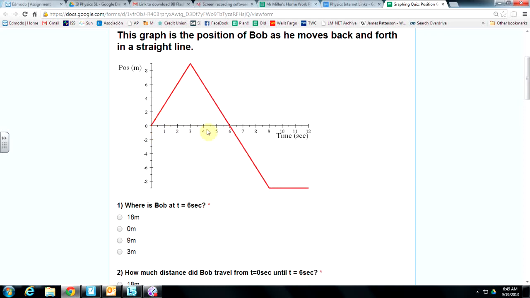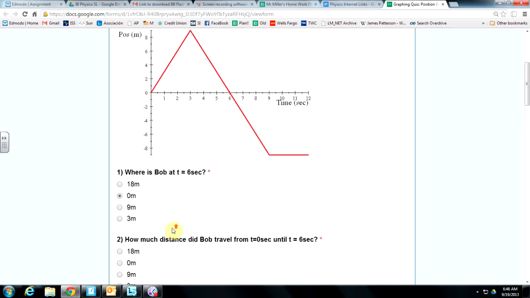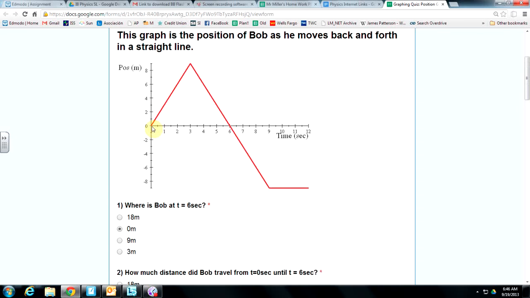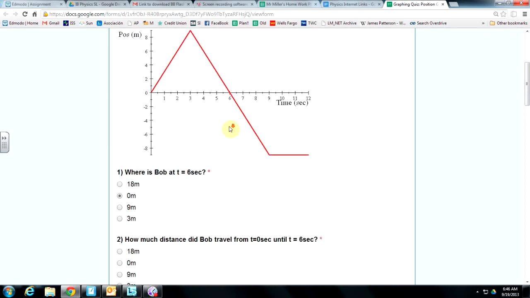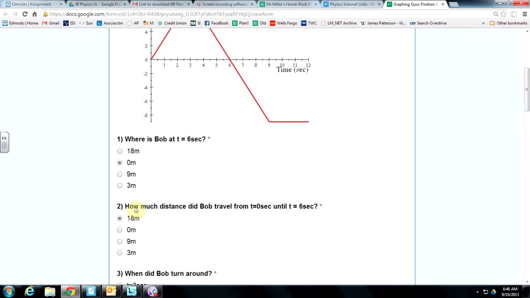Well, it looks like if we move over here to 6 seconds, it would appear that Bob is at 0 meters. We'll notice that this is a position graph, so this graph is showing exactly where Bob is at various times. So at 6 seconds, we can say with some confidence that Bob is at 0 meters. How much distance did Bob travel from 0 to 6 seconds? Well, it looks like Bob traveled from 0 up to 9, and then from 9 back down to 0. So we could say that was 18 meters.